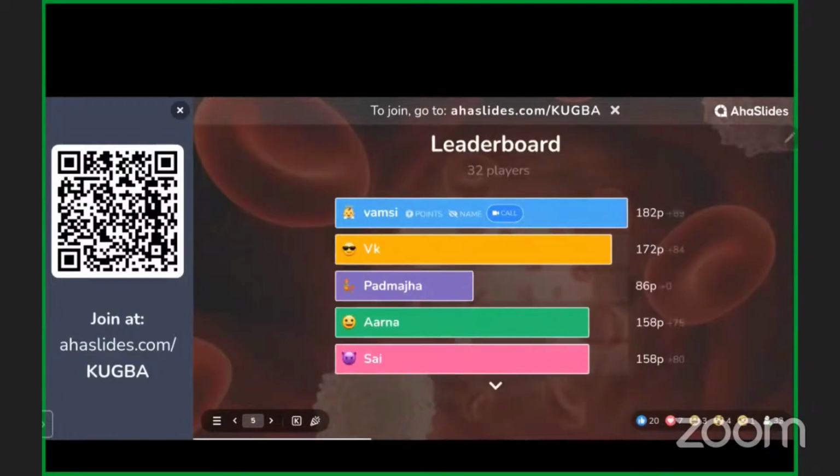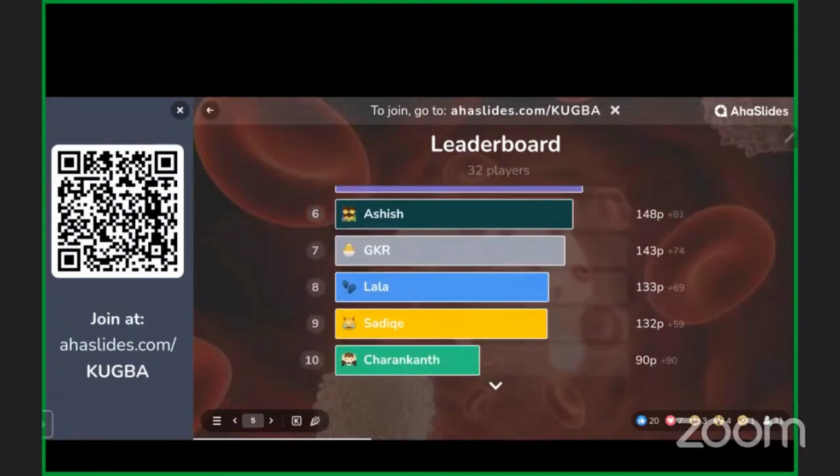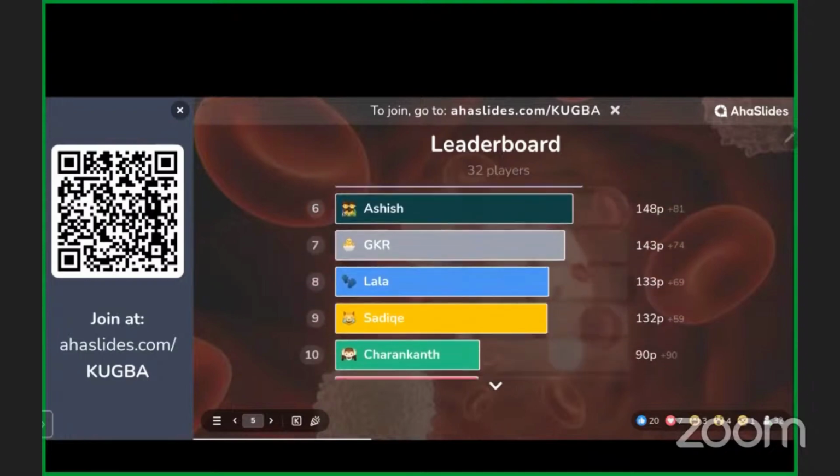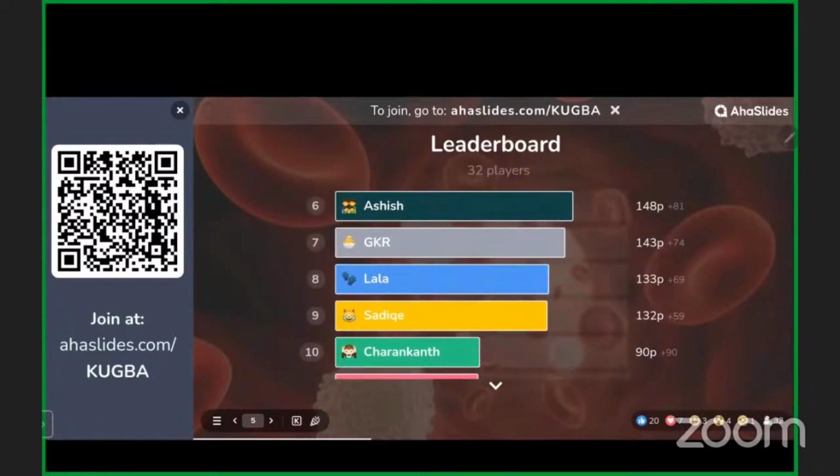Let's see the leaderboard. And it's Vamshi again. I think Vamshi has come prepared to win the quiz. I think Vamshi was also there in the last quiz for RBC disorders, and had landed up in the top 5 or something. Followed by VK. And then we have Sai. Sai and Arna are both at the same position, followed by Soumya. Then we have Ashish at 6th, GKR at 7th, 8th Lala, 9th Sadiq, and at 10th Charan Kant.